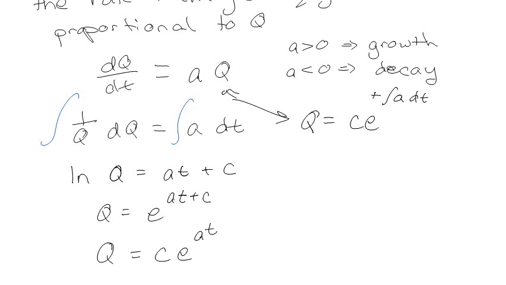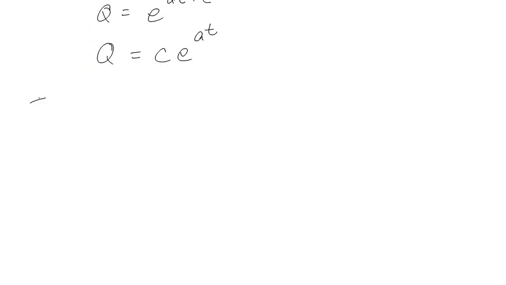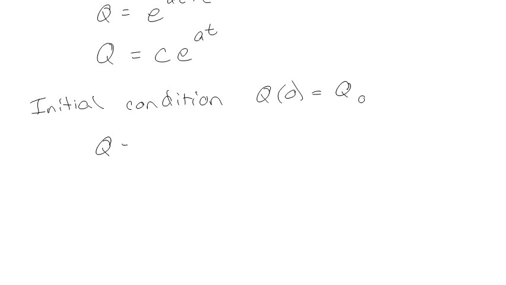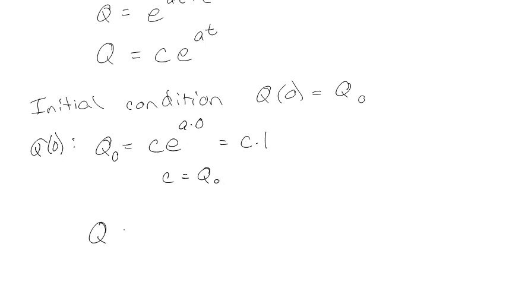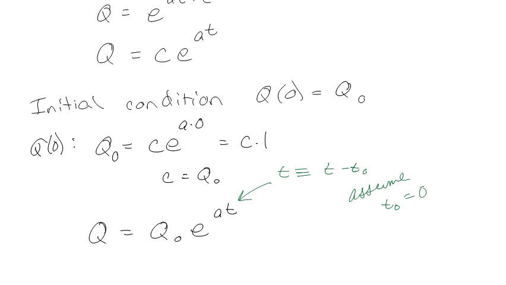Beautiful. Now, on these we usually have some initial condition. So say we have an initial condition that says that at time equals 0, the quantity of Q is some Q naught. You're like, wow, that's really not that exciting. The only reason it's exciting is because Q at 0 is Q naught, which is equal to C e to the a times 0, which is just C times 1. So that means C is equal to Q naught. The reason we care is that it allows us to rewrite our equation as Q is equal to the initial value times e to the at. Now, it's important to note that t really is t minus t naught. We just always assume that t naught is equal to 0.